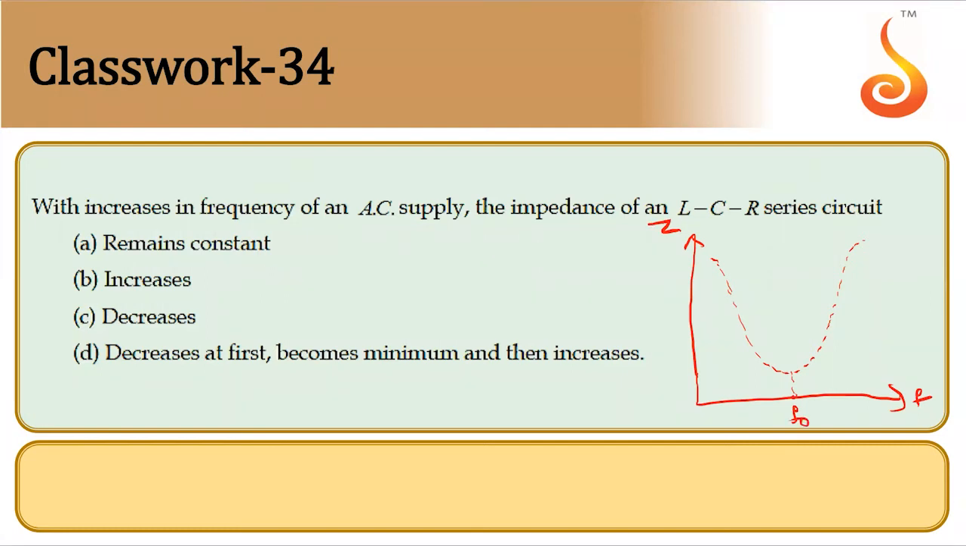So if you take current, it will show this kind of a graph. This is current, this is Z. So when current is maximum, impedance is minimum at resonant frequency. When you increase frequency, first current increases, reaches maximum, then goes on decreasing, whereas impedance first decreases, becomes minimum, then increases. So it is option D.